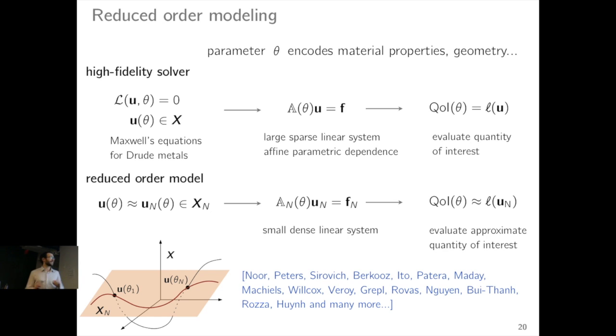Reduced order modeling does something slightly different. So if we want to compute solutions at different parameter values, instead of assuming that the solutions at different parameter values are completely independent, we assume that they live on a low-dimensional manifold that is induced by this parametric dependence. If that's the case, then we look for approximate solutions U sub n that live on a subspace of this high-dimensional space. Looking for the solutions of this form, we end up with linear systems that are dense but much smaller than their high-fidelity counterpart, and they can typically be solved extremely efficiently. Once we compute the approximate solution, we can evaluate an approximate quantity.